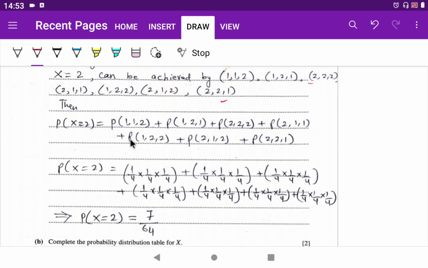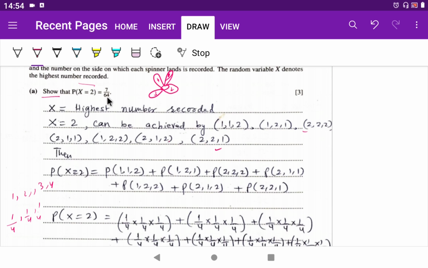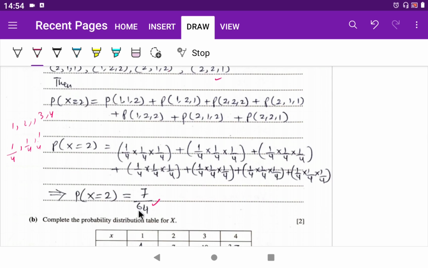Now the probability of getting 1, because we have four numbers 1, 2, 3 and 4, and out of these four values we are getting only one, like 1. So we will write the probability of getting 1: 1 by 4 getting 1, 1 by 4 getting 2, 1 by 4. So we will multiply and then sum. After calculation we get P(X = 2) as 7/64, and we have to show that 7 upon 64. So we get 7 upon 64.